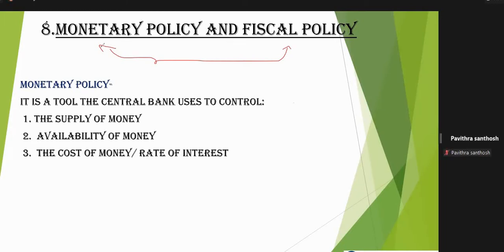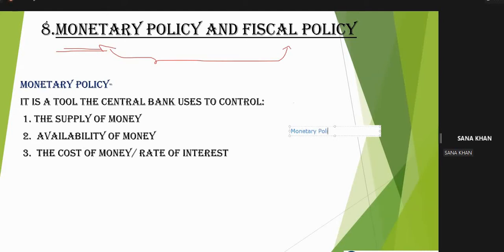So now we'll start with the 8th chapter, that is monetary policy and fiscal policy. Can somebody tell me what monetary policy is? What do you know about monetary policy? The monetary policy is issued by the central bank of any country. RBI. In India, it is RBI. For supply of money. Yes.